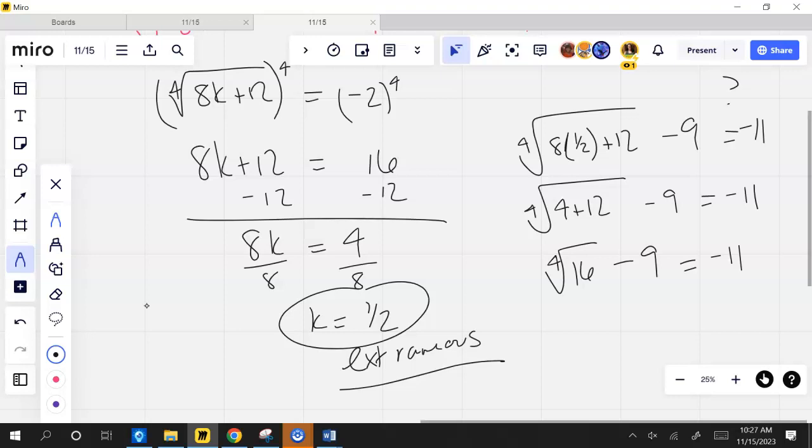9. And when we do this, we just take the primary root. We don't do the plus or minus on it. We just take the primary root of it. This is -7, right? Yeah, we got k as 1/2 when we solved it, but then we found out that it was extraneous when we plugged it back in.